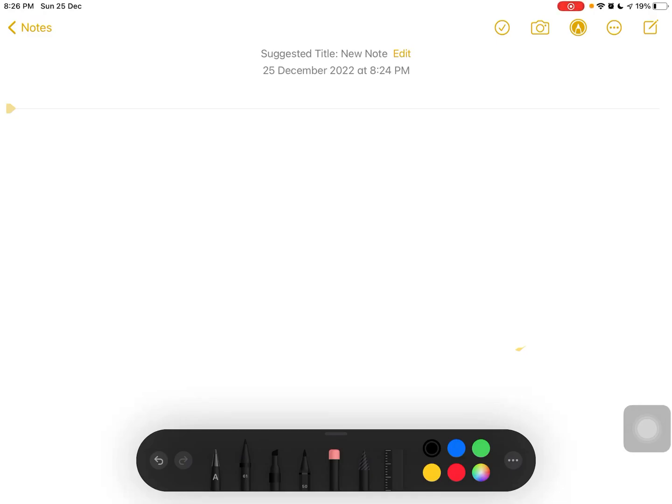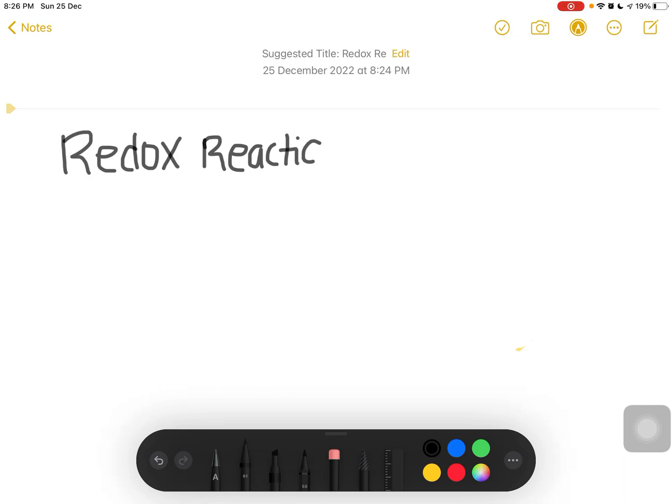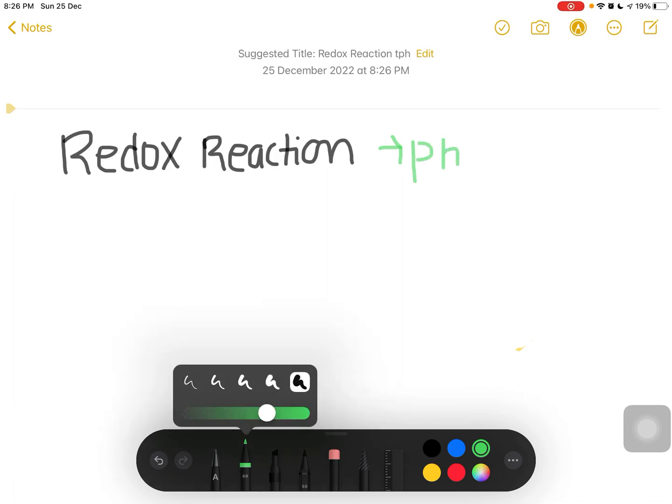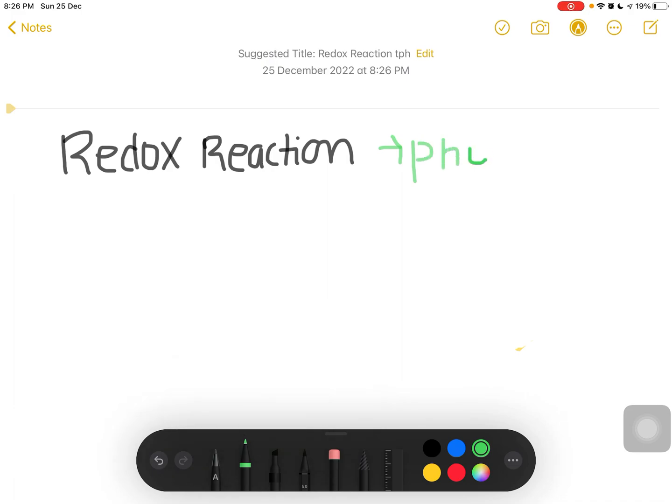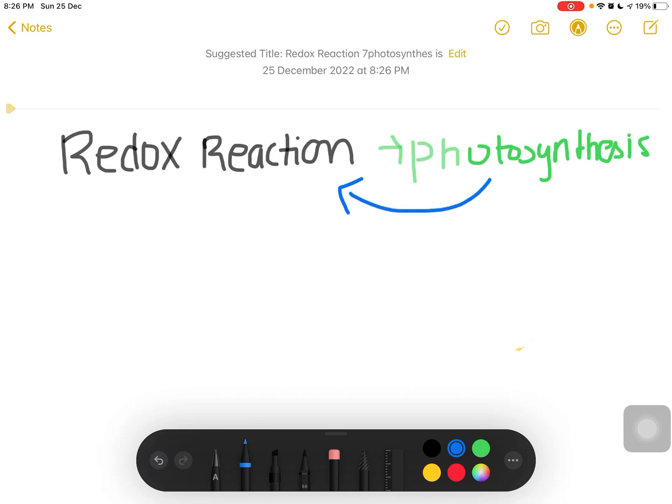So now let's talk about redox reaction. Now what is redox reaction? Basically, when we talk about photosynthesis, so basically this photosynthesis is a redox reaction. Now what does that mean, that photosynthesis is a redox reaction?